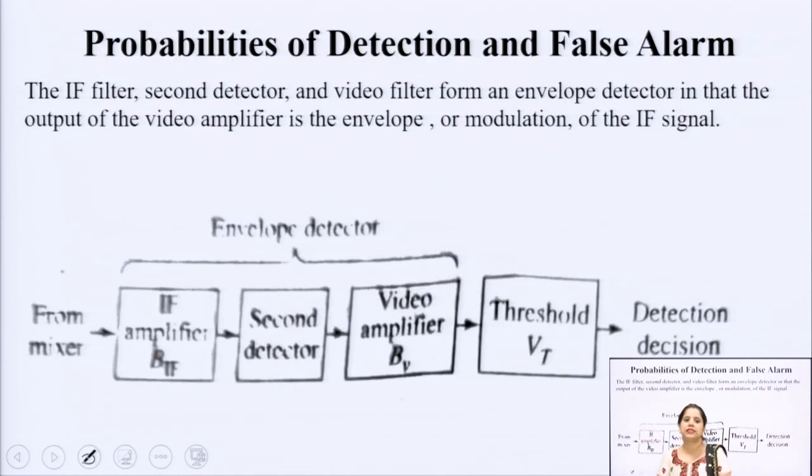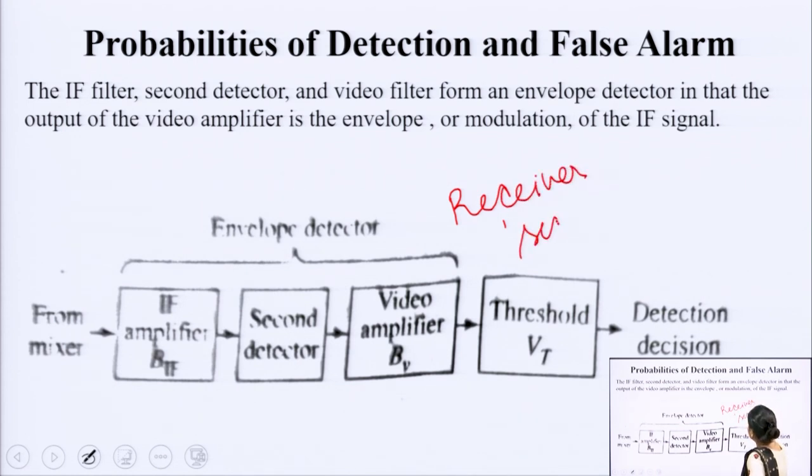So, these are basically our radar range equation. Now comes the probability of detection and the false alarm. What is meant by the probability of detection and the false alarm? Basically, whenever we give the signal, if you are able to recall the block diagram of a radar, we have this in our receiver section.